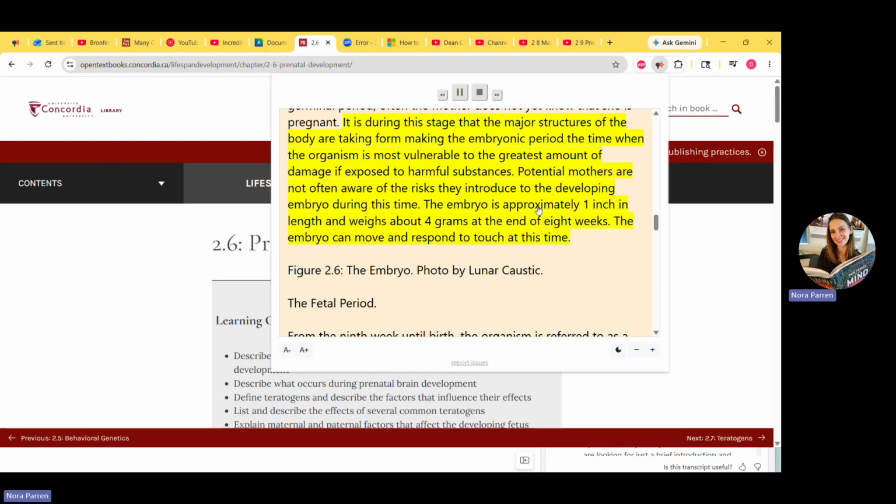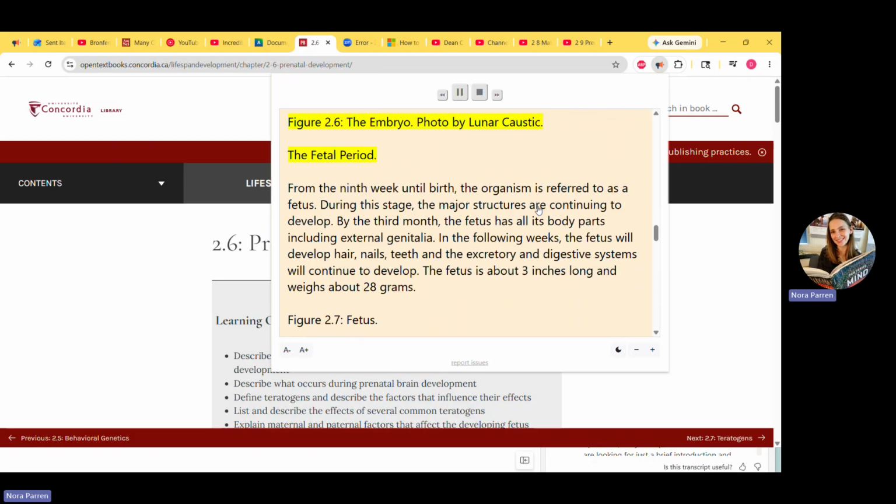The embryo can move and respond to touch at this time. Figure 2.6, The embryo. Photo by Lunar Caustic. The fetal period. From the 9th week until birth, the organism is referred to as a fetus. During this stage, the major structures are continuing to develop.